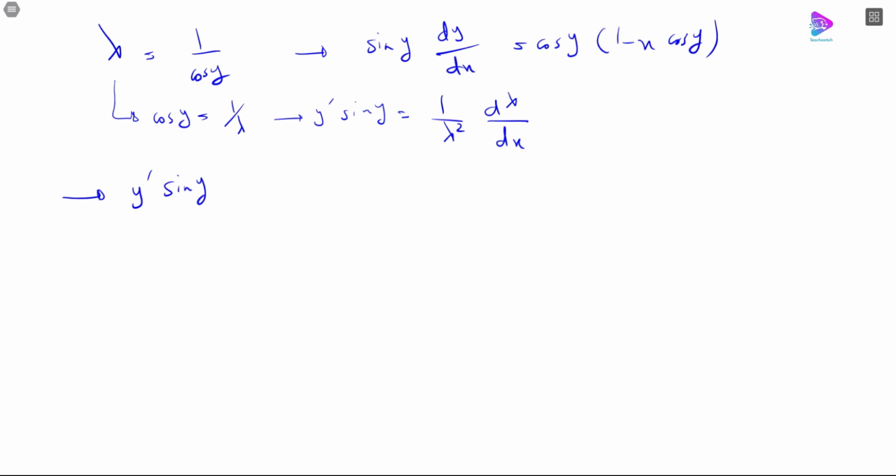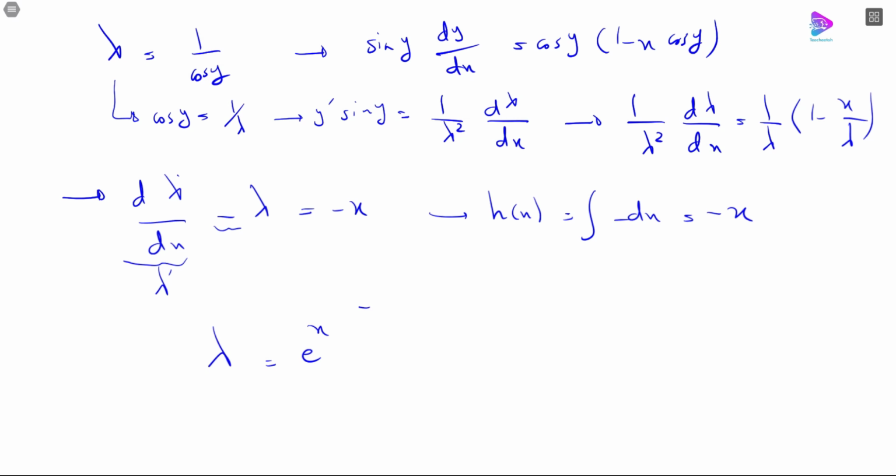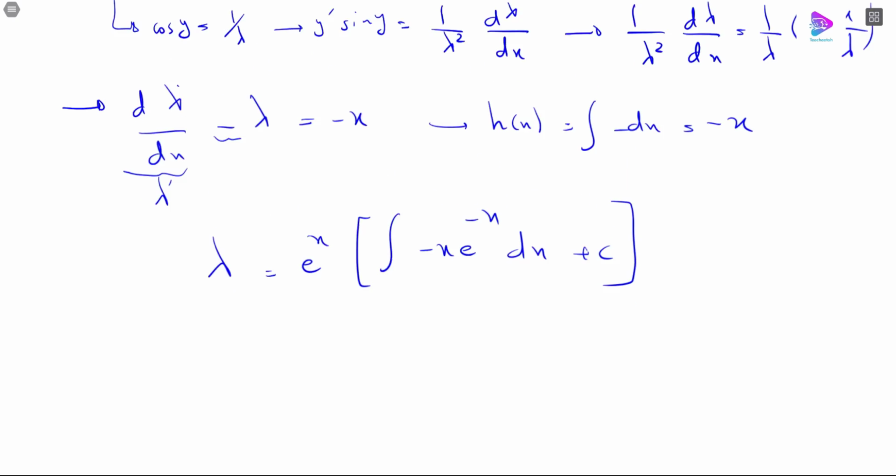Correct? So now I can rearrange this. 1 over lambda squared d lambda over dx is equal to 1 over lambda times (1 minus x over lambda). That being said, I can write down d lambda over dx minus lambda is equal to minus x. So this is like lambda prime, right? So from here, h(x) is equal to the integral of minus dx, which is minus x, and again lambda would be e to the power of x times the integral of minus x e to the power of minus x dx plus c. Correct? And that's another way of solving this equation.